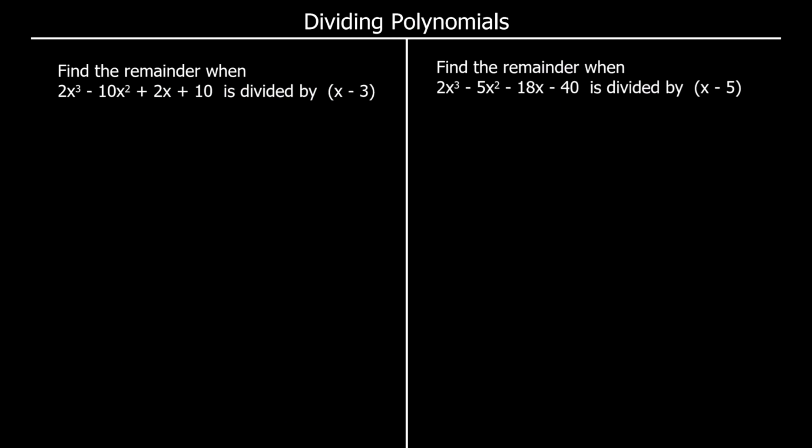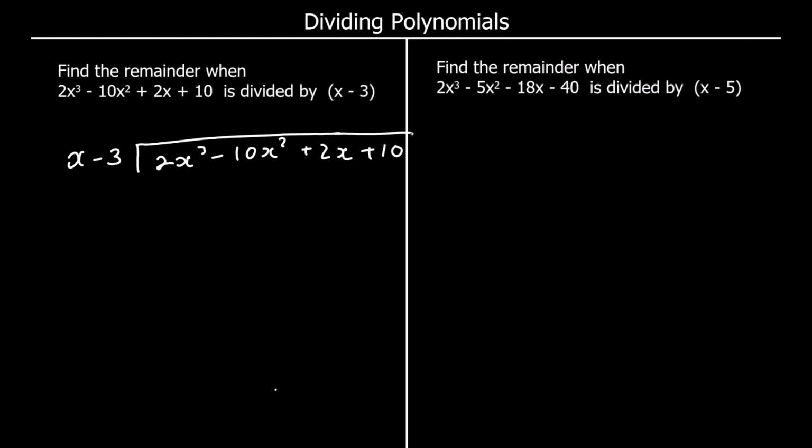Find the remainder when 2x cubed minus 10x squared plus 2x plus 10 is divided by x minus 3. So this time it's exactly the same thing, but at the end we're not going to be left with 0. We're going to have something remaining, a remainder at the end. So the same steps. So let's do the division first.